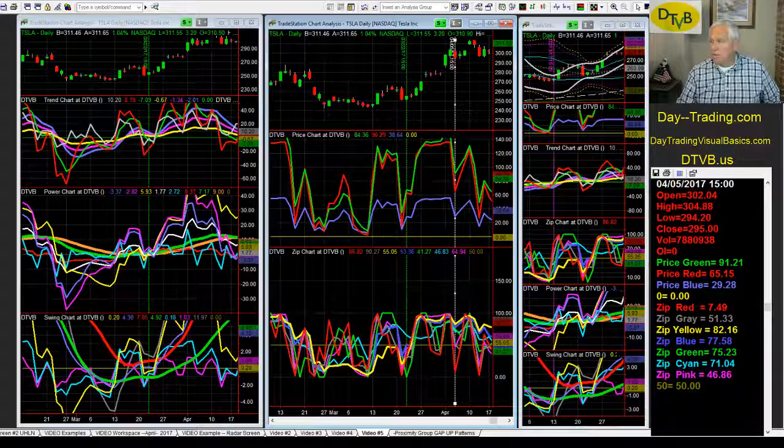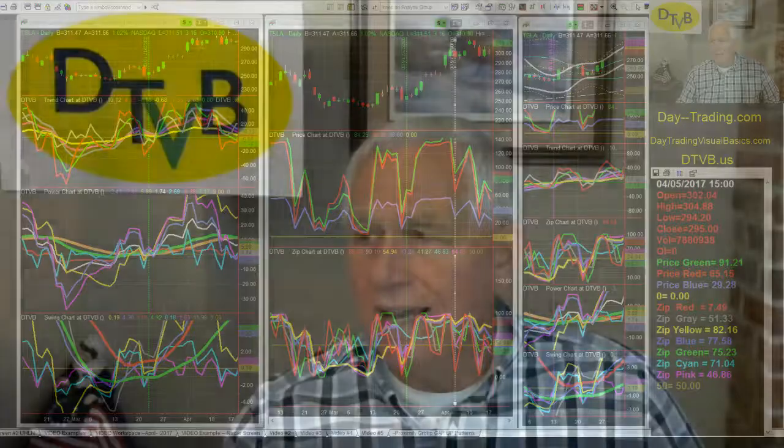So it's a piece of supporting evidence when you're looking at things and you're trying to figure out what's happening inside of these movements. The price chart is an excellent chart to look at.